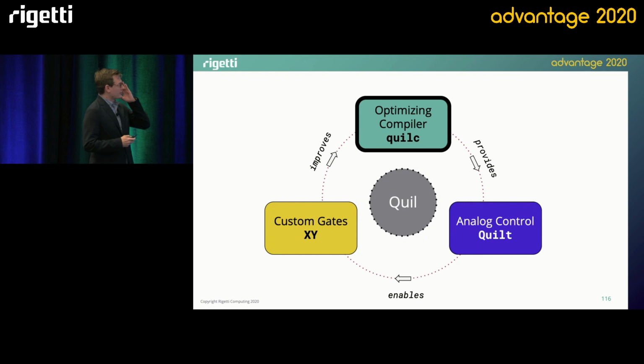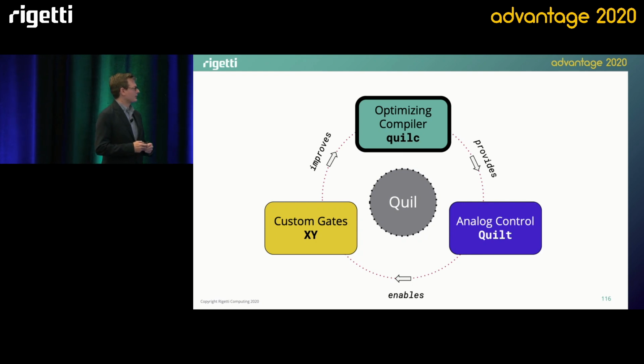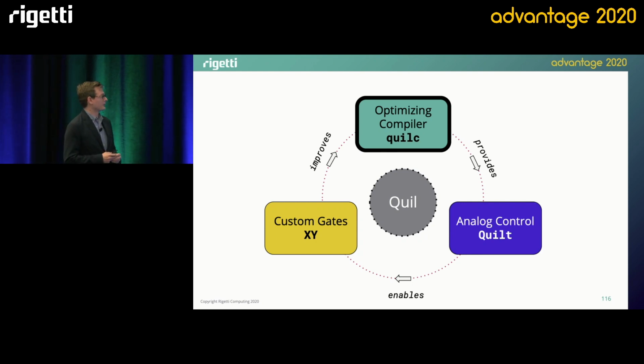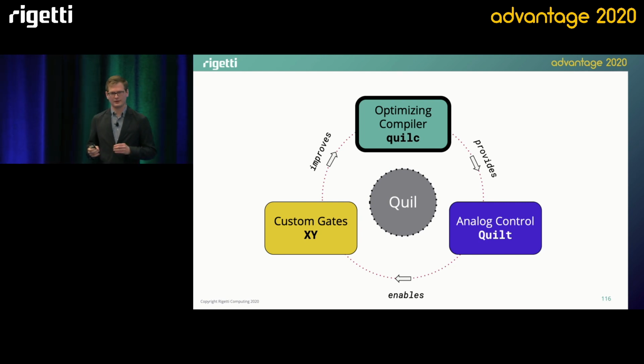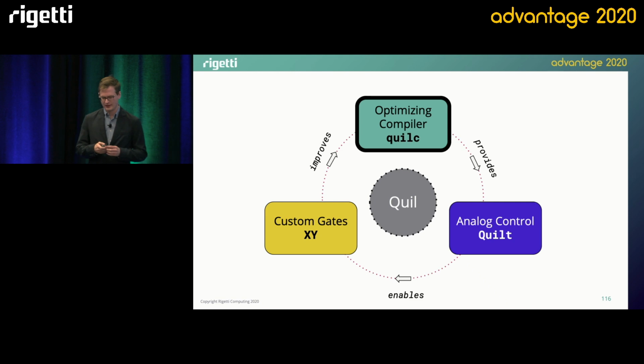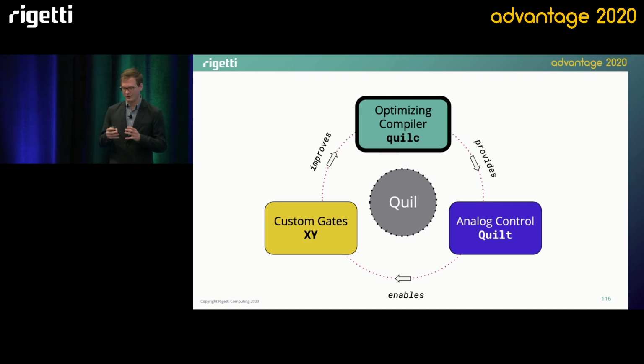So I want to talk a little bit about the compiler. I think it's one of the greatest pieces of software that I've ever been able to work on. It's for somebody who is interested in math, computer science, algorithms, and physics. It kind of is all of that at the same time.